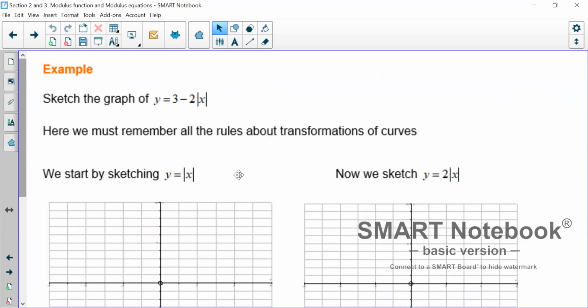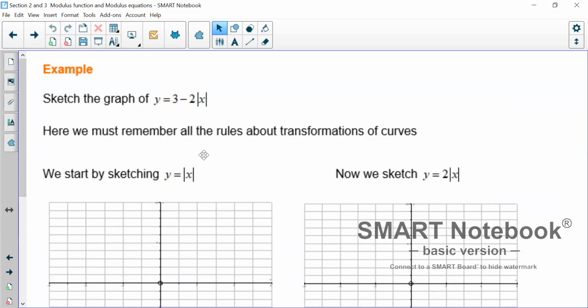Now we're going to look at this one. We're going to sketch the graph of y equals 3 minus 2 modulus of x. To be able to sketch this graph, we need to use the rules of our transformations, and we're going to do them separately. So let's have a think. What is happening in this equation?